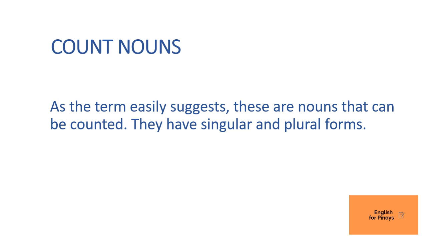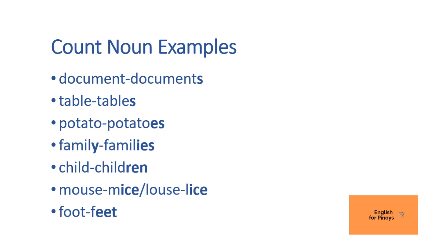Okay, so what are count nouns? Well, as the term easily suggests, these are nouns that can be counted, right? So they have both singular and plural forms. Let's have some specific examples. Let's have document. So to form the plural of the noun document, you just simply add an S.